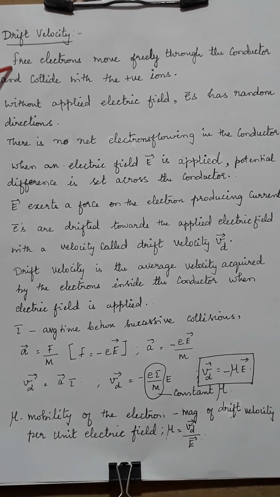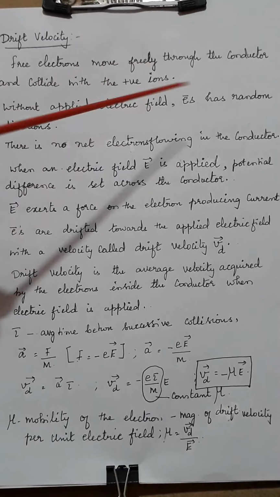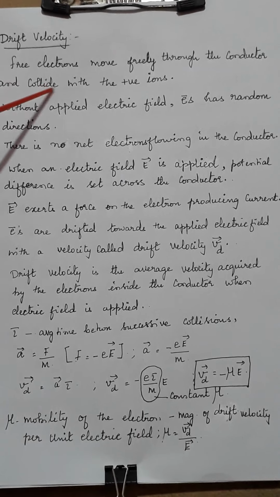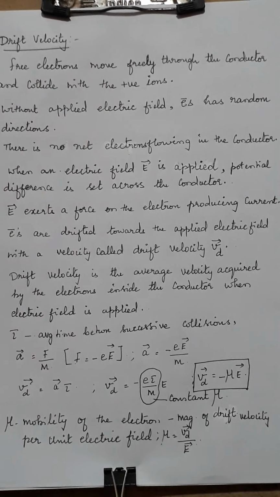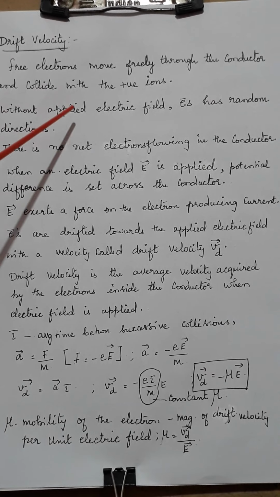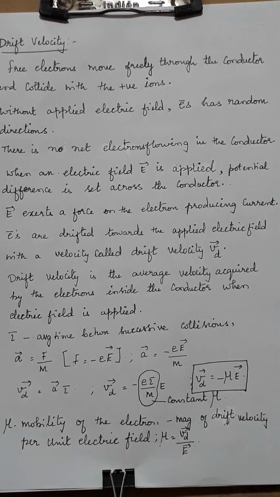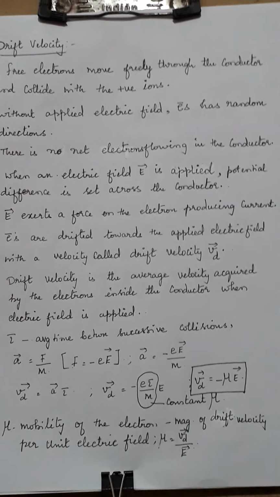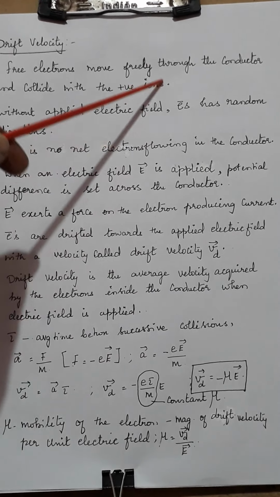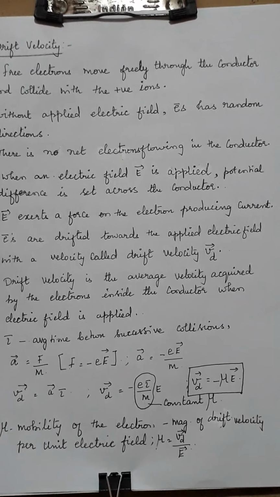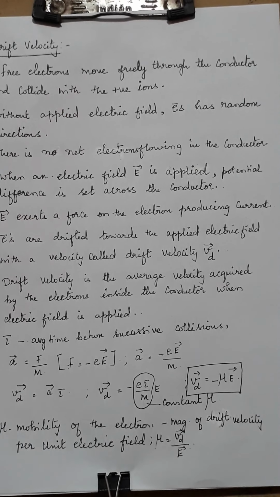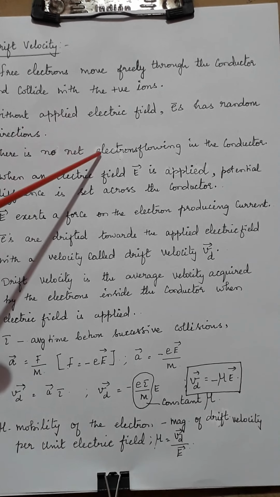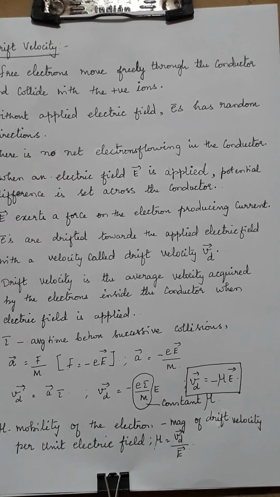These free electrons move freely through the conductor, and during that time there is a collision with the positive ions there. When you have not applied an electric field, these free electrons have a random motion. What's the meaning of that? They can move in all possible directions. That is when there is no applied electric field. So what happens in that condition? These free electrons are not going to flow, so there is no current.